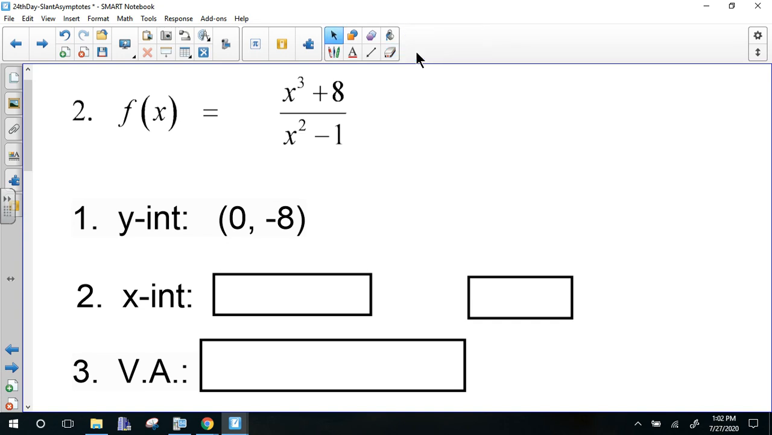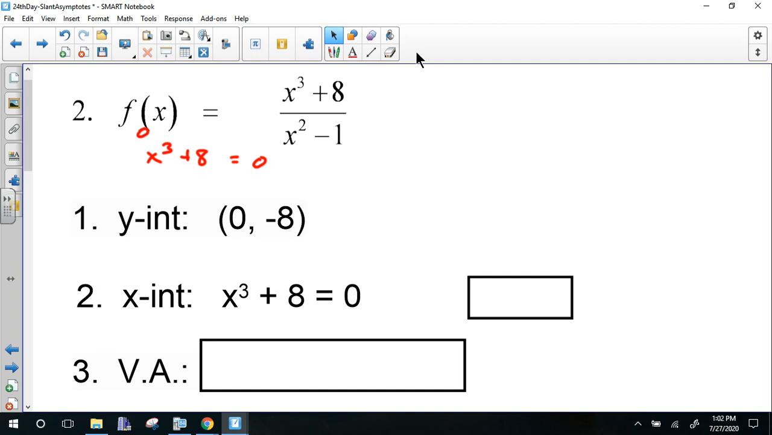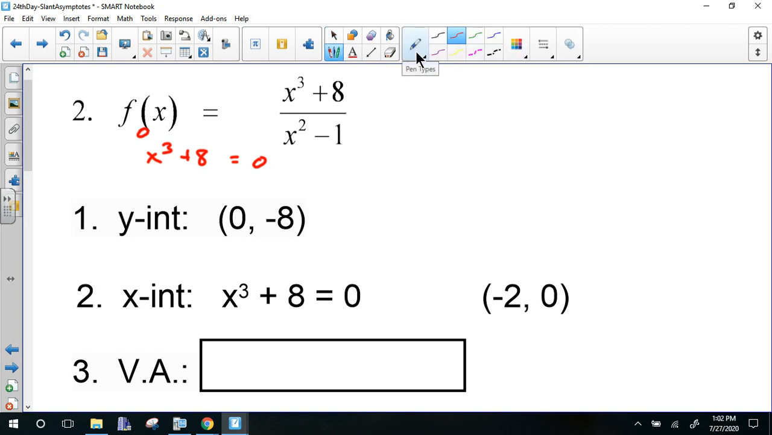X-intercept: make the y 0. And if you cross multiply, you're going to get x cubed plus 8 equals what? 0. If we solve for that, we get x cubed equals negative 8. If we take the cube root, we get x equals negative 2. That means negative 2 times negative 2 times negative 2 gives us negative 8.